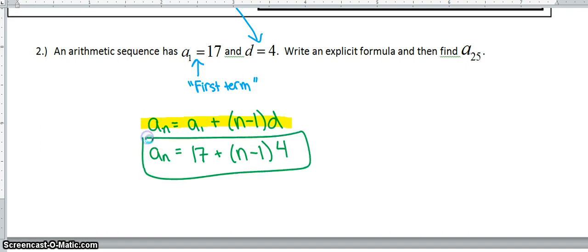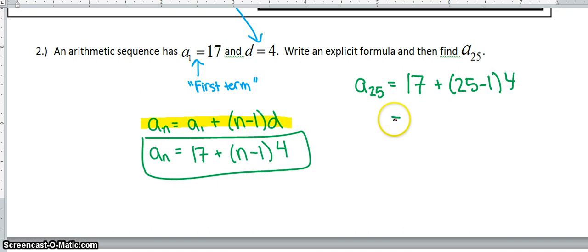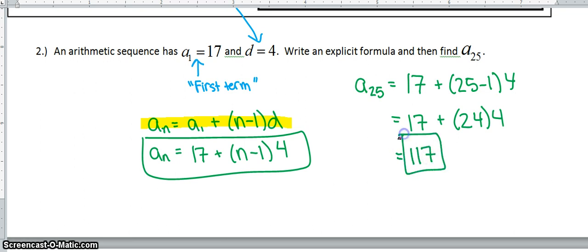It's totally cool to leave it this way. And I can use this explicit formula to find A25. So again, I just plug in n is 25: 17 plus 25 minus 1 times 4. And I can find A25. So that's, let's see, 24 times 4. You should be computing this on your own. All of that combined will give you 117. And that's your 25th term.